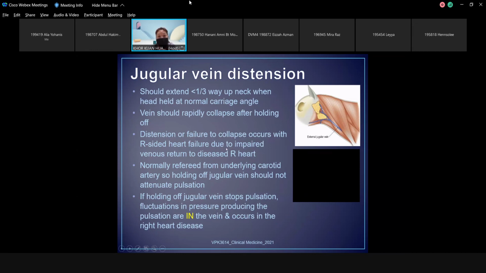Okay, there's something wrong on the right side. There's an impaired venous return to the right side of the heart. Then they tend to be distended and also collapse. So you just lift the head up, you don't even have to apply any pressure. The jugular is already pulsating. So maybe in your practical, I will show you some video for you to have a look at.